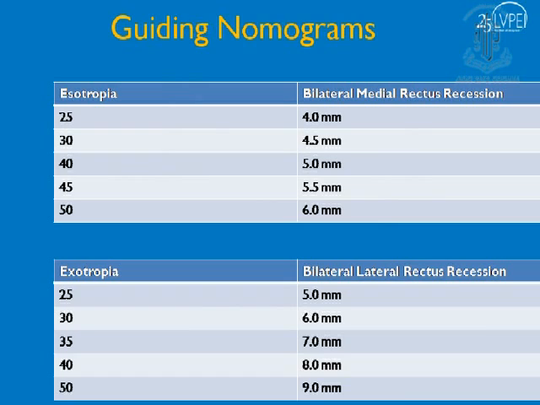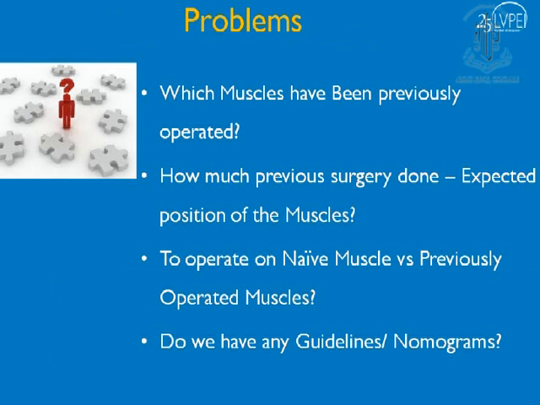So how is it different from a normal surgery? For the normal surgery, we have guiding nomograms for both medial rectus, lateral rectus, and similarly for the vertical recti. But when we are planning a reoperation, we are faced with multiple problems. Sometimes we don't know which muscles have been operated previously. Sometimes we know which muscles have been operated, but we do not know what amount of surgery has been done and what is the expected position of the muscles.